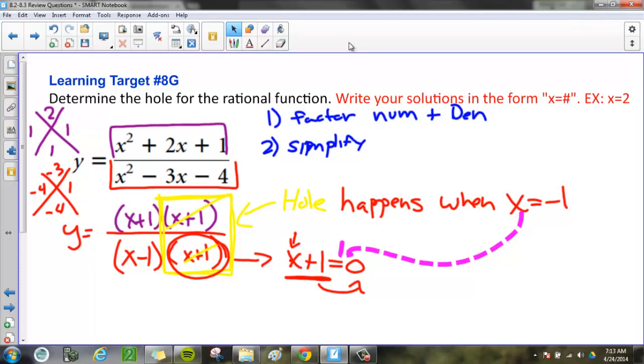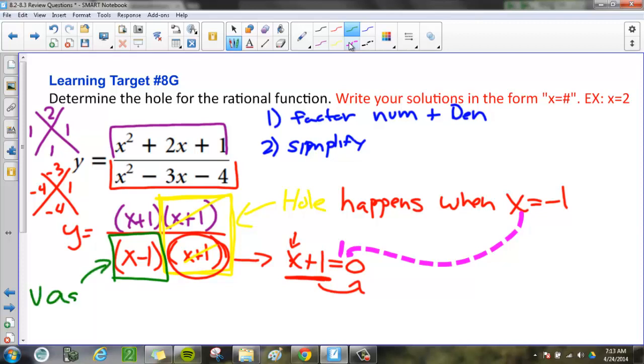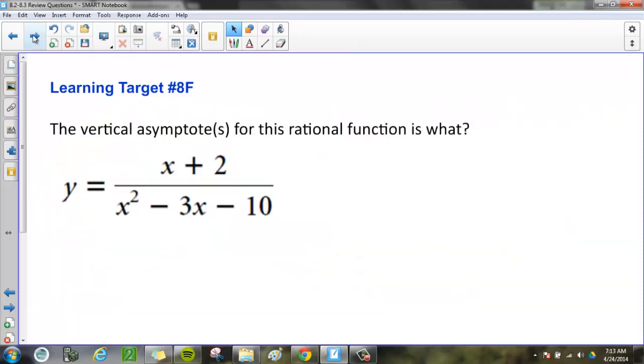It's not what's left on the bottom. A lot of people assumed it was what was left on the bottom. It's not what's left on the bottom. It's what you canceled. That's what tells you where the hole is. This right here, this is your vertical asymptote. That's what that is. And we'll do another problem like that in a little bit. Okay, so determine the hole for the rational function. We did that. Great. Moving on.